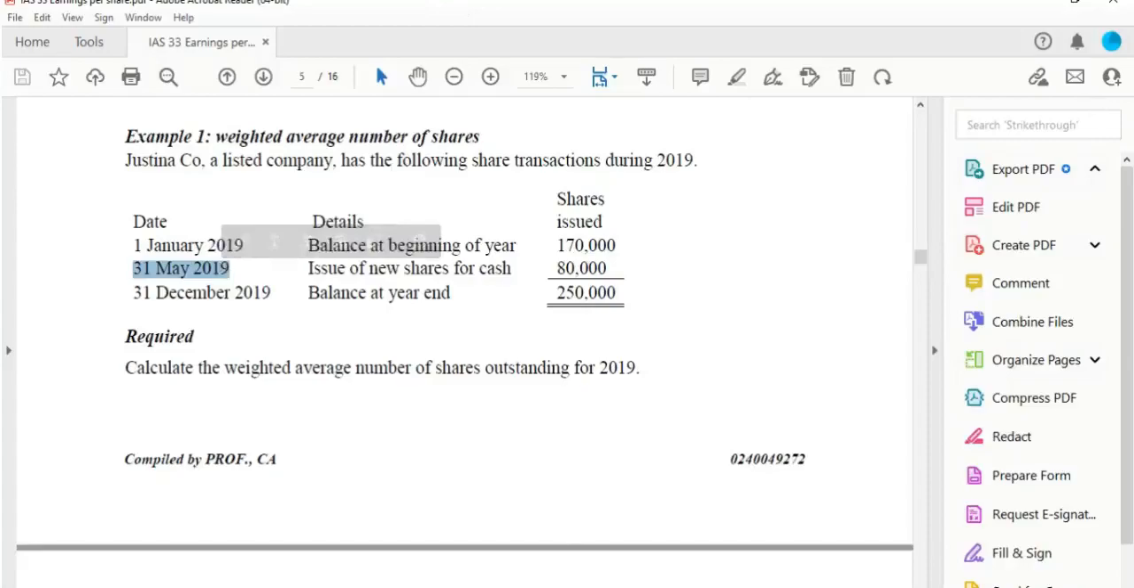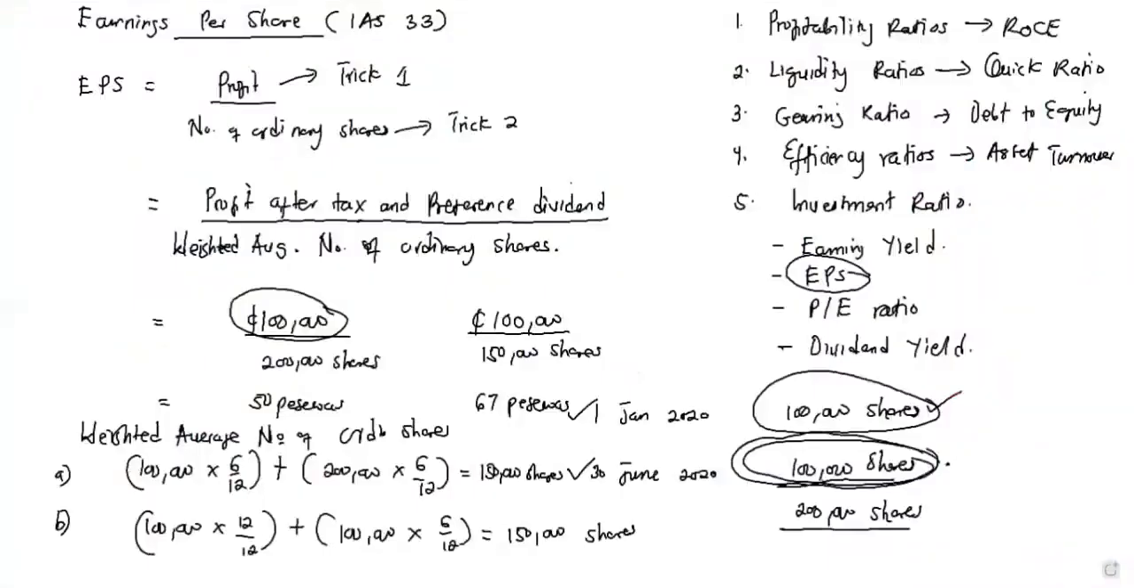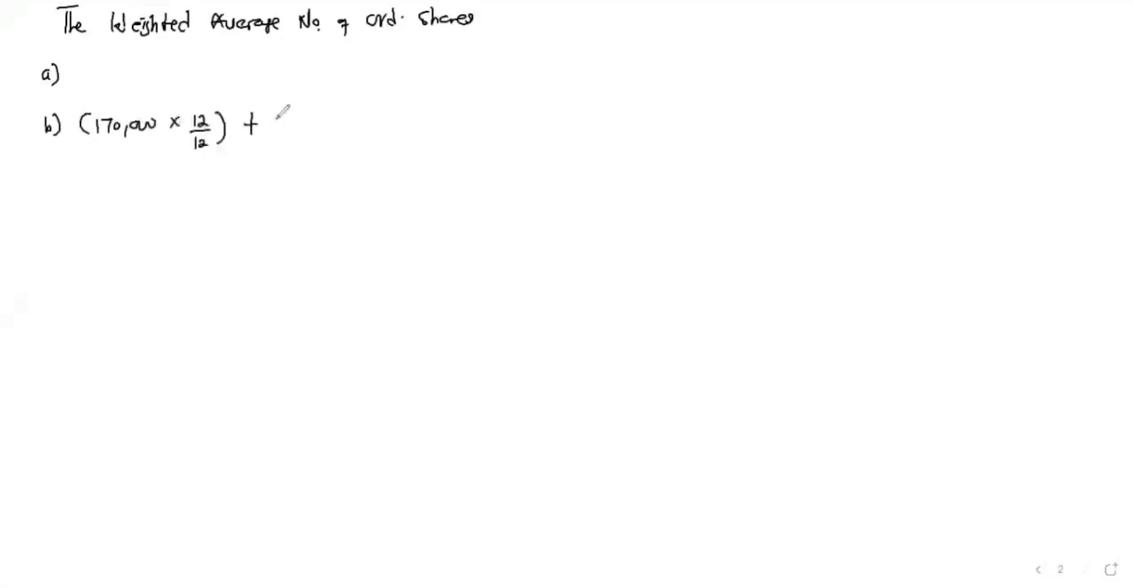Let me write it on the board and let's see whether we're on the same page. So what Sandra is basically saying is that the weighted average number of ordinary shares, she is adopting method 2, right? So I'm doing method 2. You said 170,000 shares lasted for 12 months, then the 50,000 shares lasted for 7 months. So in that case, what am I getting?